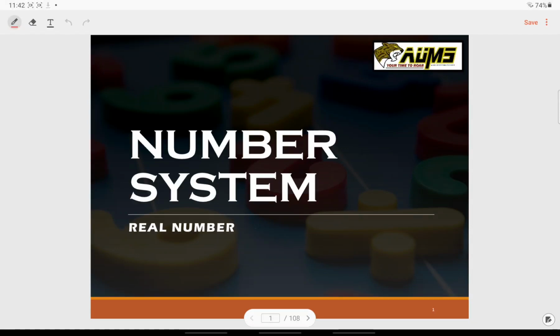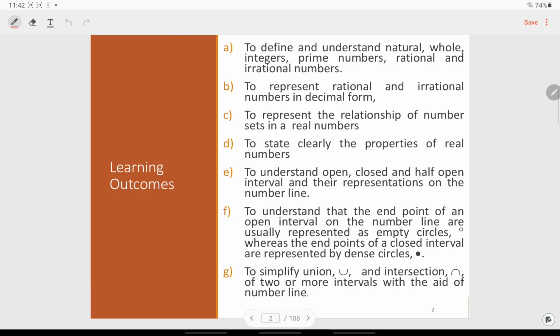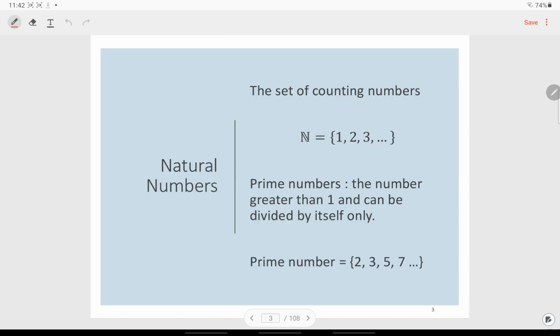This chapter discusses the number system. So the first topic in this chapter is about real numbers. The following are the learning outcomes of this topic. So we start with natural numbers.